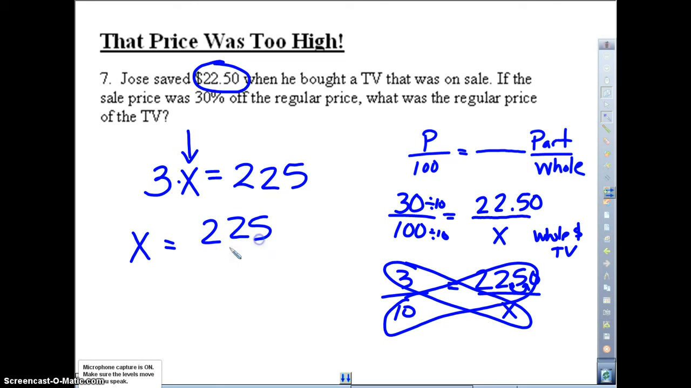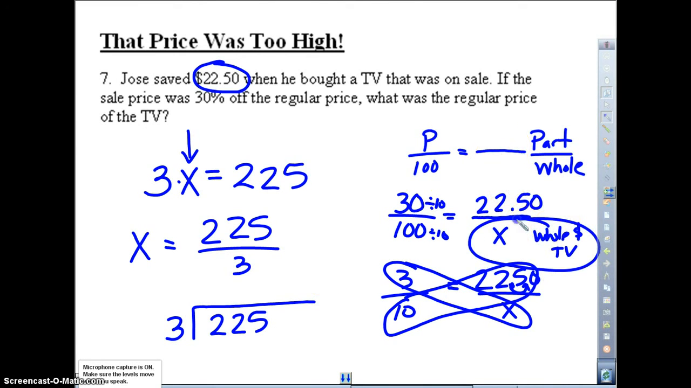We're going to divide. All right, which one goes in the house? Which one goes in the house? Put 3 out here. Once you guys do this division, you're going to have the whole price of that TV, also known as the regular price. Okay? You guys work that out. Let me know what you get.